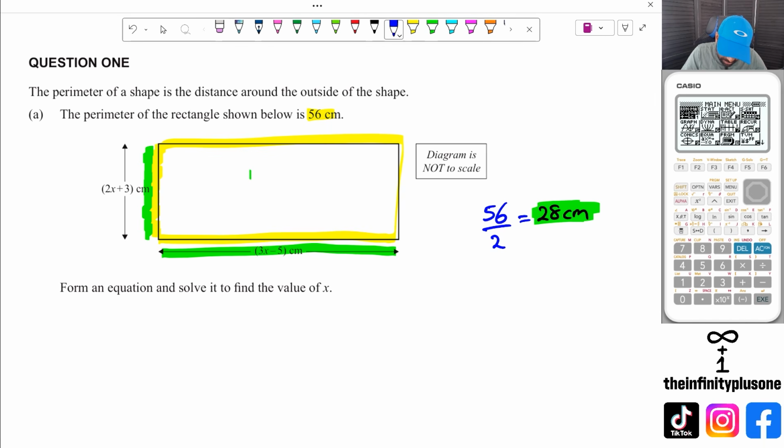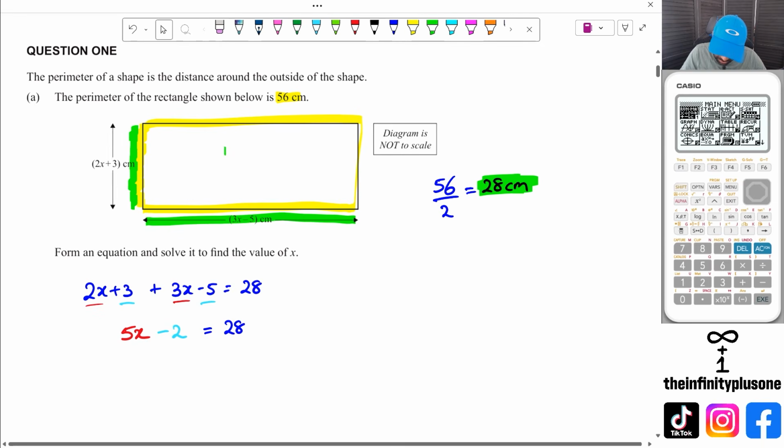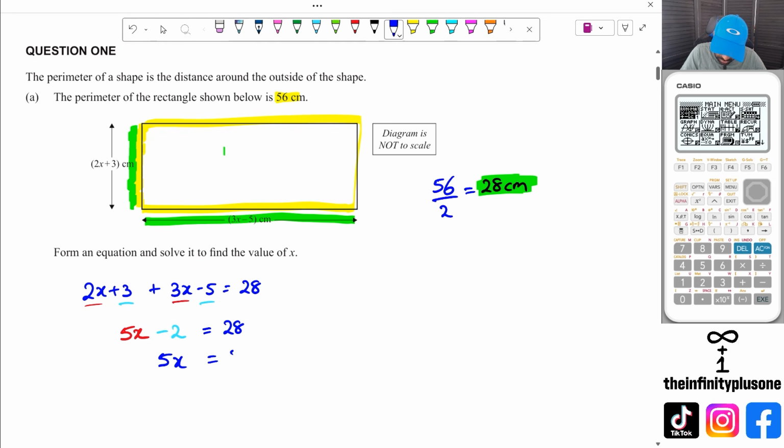Now what I'm going to do is write the equation. So I've got 2x plus 3 plus 3x minus 5 equals 28. And now I'm going to combine my like terms, which happens to be 5x. And then I've got 3 take away 5, which is negative 2. And all of this is equal to 28. Rearranging, I'm going to get 5x is equal to 28, and the negative 2 to the other side will become plus 2. So I've got 5x is equal to 30. And then x is equal to 30 divided by 5, which is just 6 centimeters.